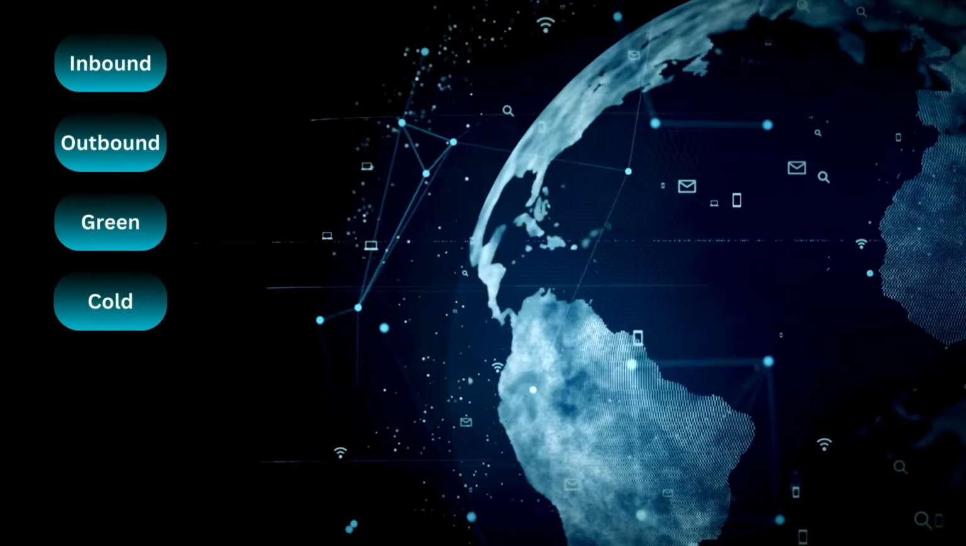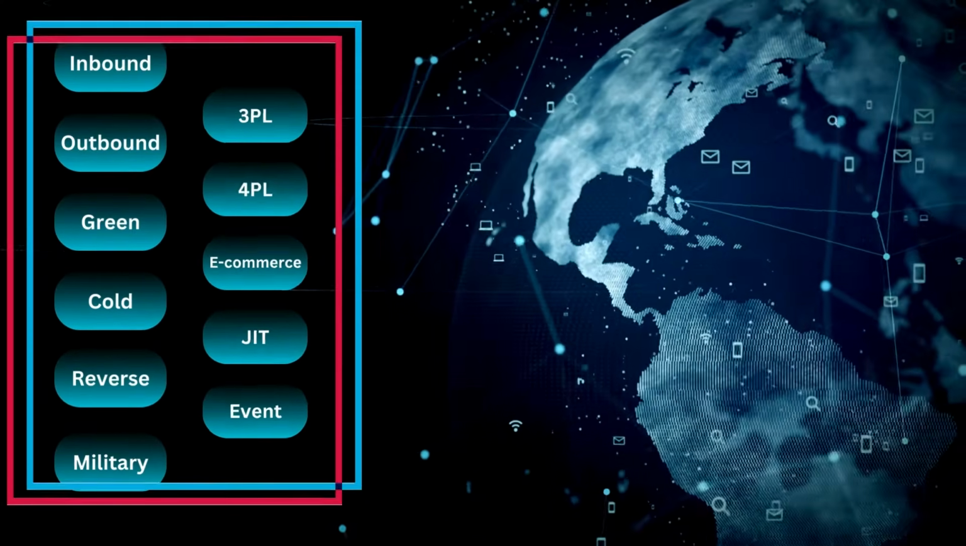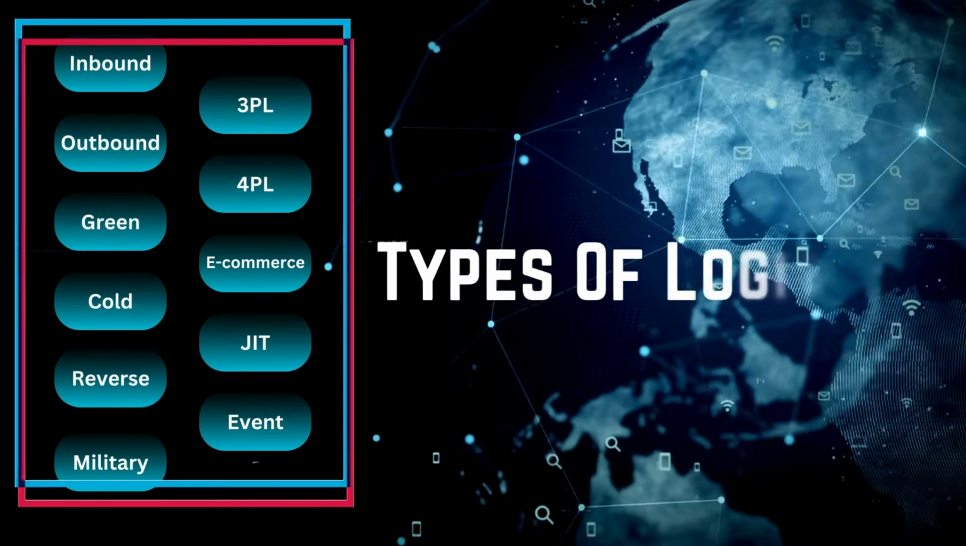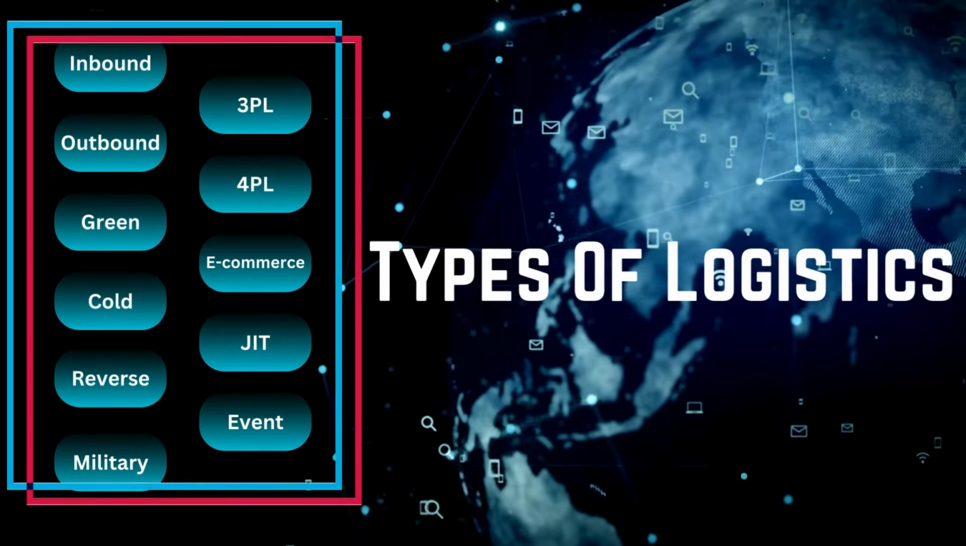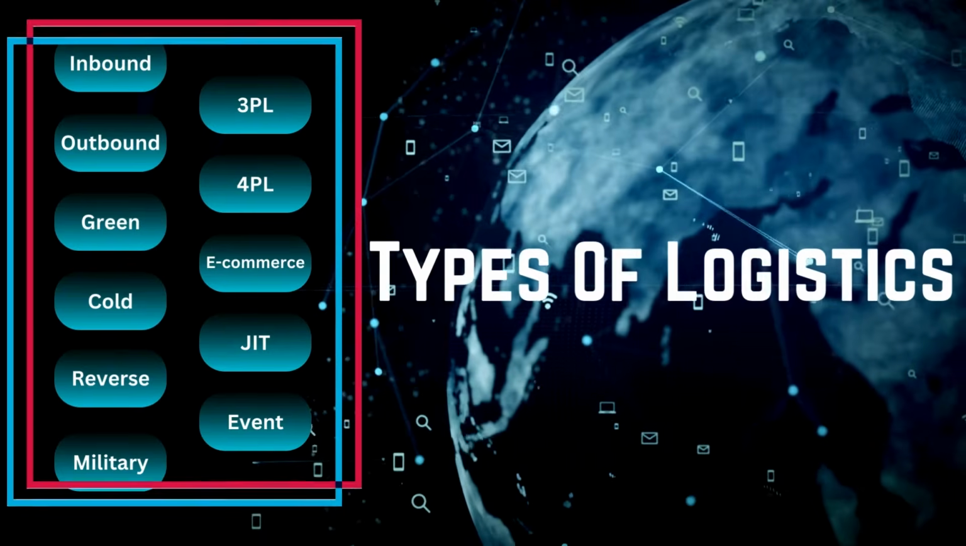Inbound, outbound, green, cold, reverse, military and many more. These are types of logistics. Let's understand each with examples and how they're used in real life.